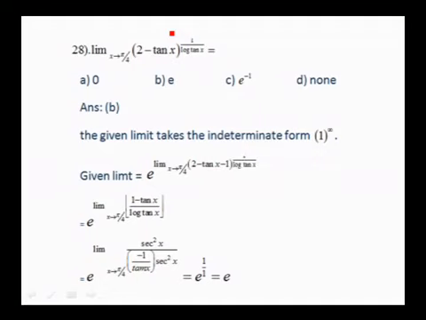So whenever 1 to the power of infinity comes, what do we do? We apply the formula: limit e to the power of limit as x tends to pi by 4 of (f(x) minus 1) into g(x). So here f(x) minus 1, that is 2 minus tan x minus 1, into g(x) is 1 by log tan x. So if you multiply this, then it becomes 1 minus tan x over log tan x. Log tan x comes in the denominator. Of course, you are multiplying these two, so 1 minus tan x over log tan x.